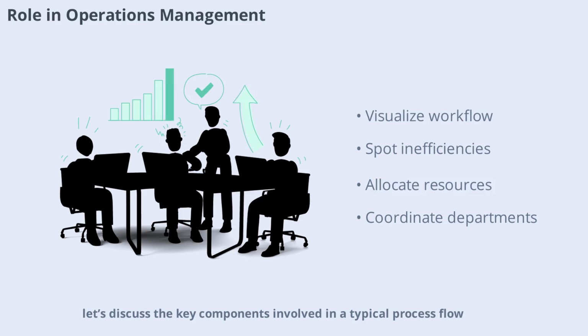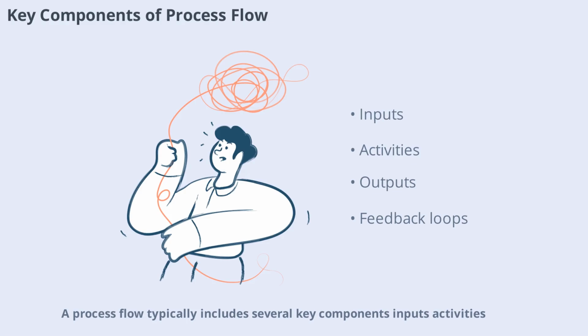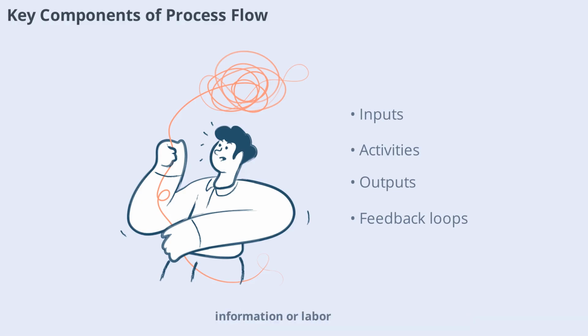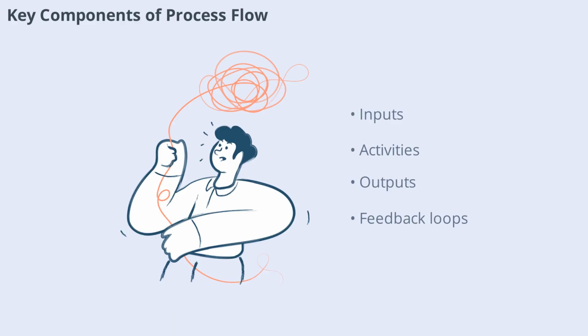Next, let's discuss the key components involved in a typical process flow. Process flow typically includes several key components: inputs, activities, outputs, and feedback loops. Inputs are the resources required to start the process, such as materials, information, or labor. Activities are the tasks or operations performed to transform these inputs. Outputs are the final products or services delivered to customers. Feedback loops provide information on performance, enabling continuous improvement. Understanding these components helps organizations design more efficient and effective processes.